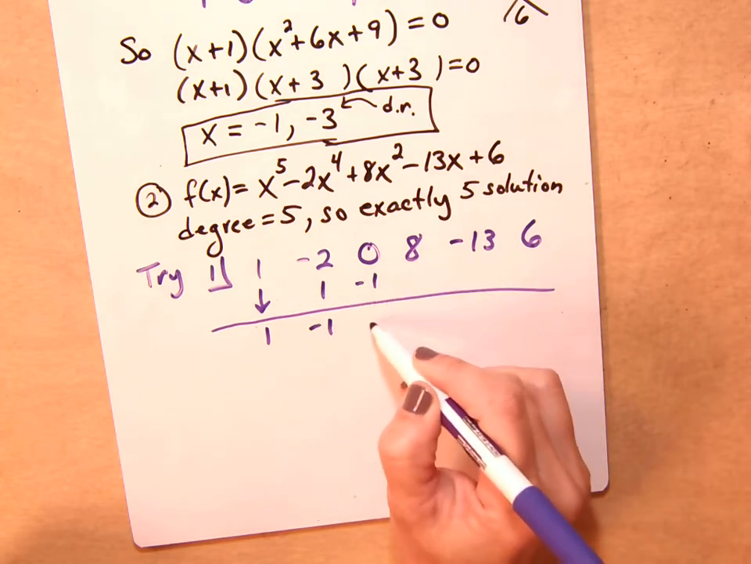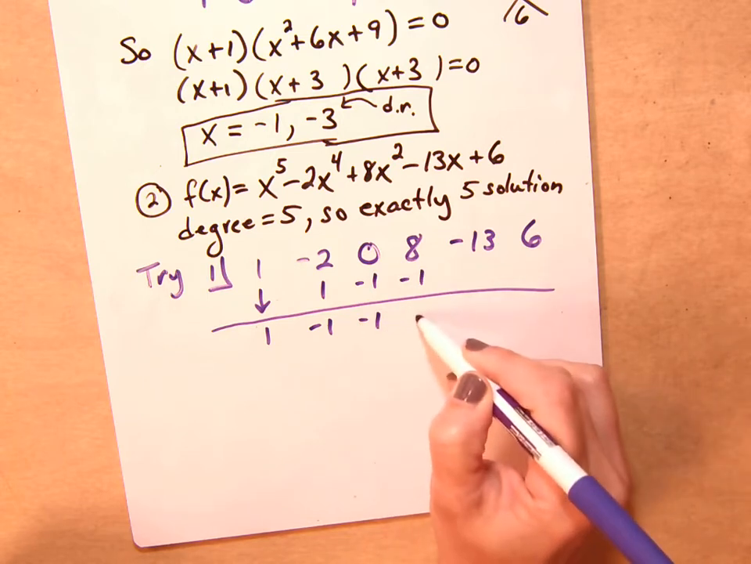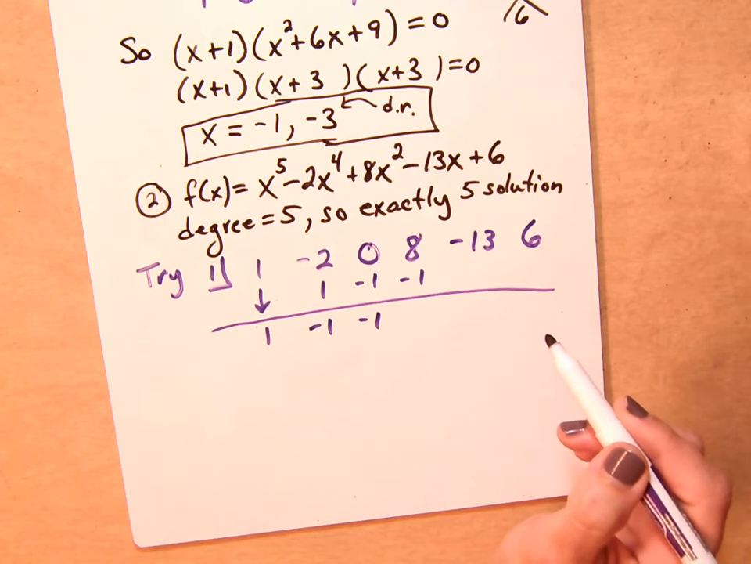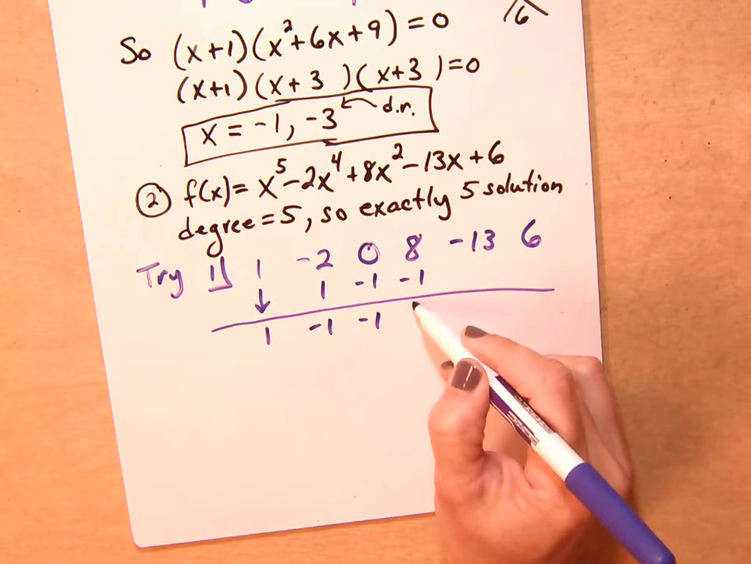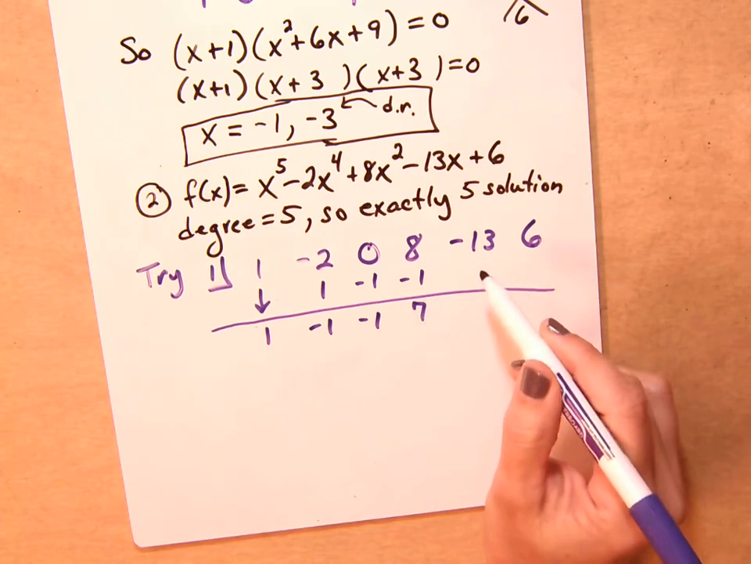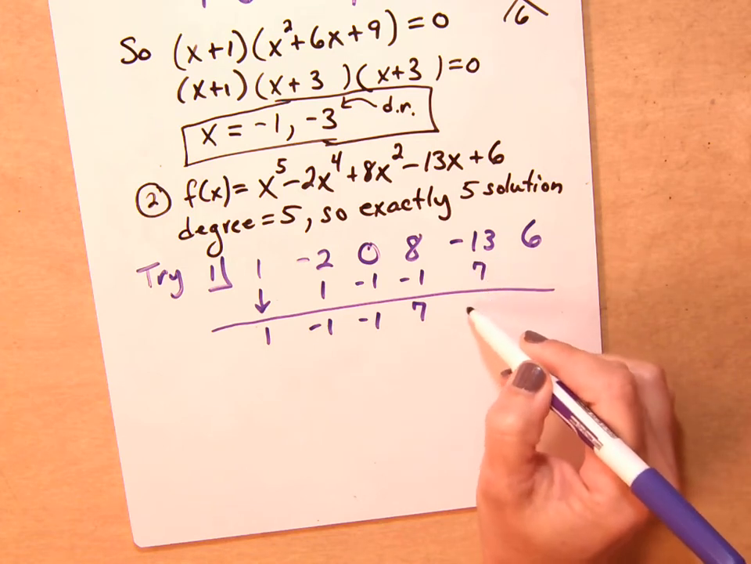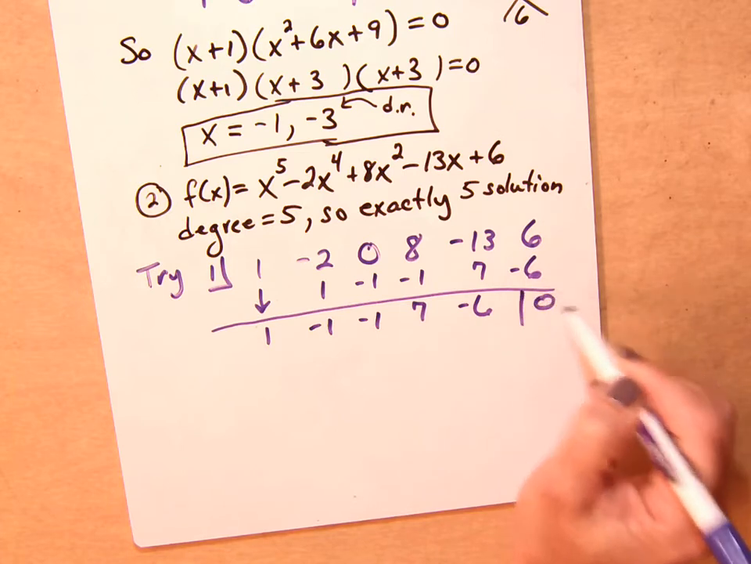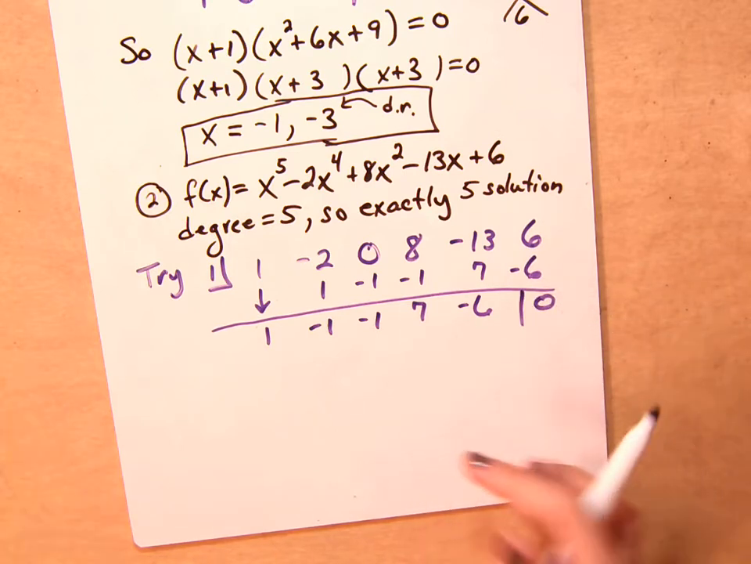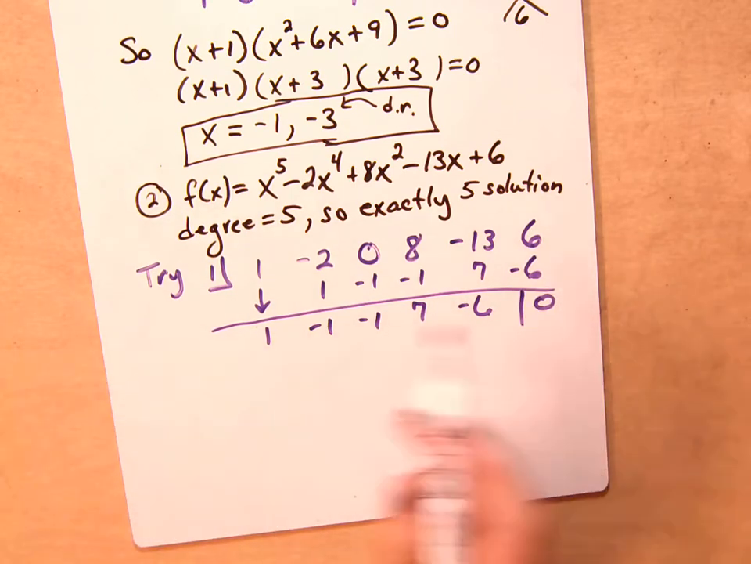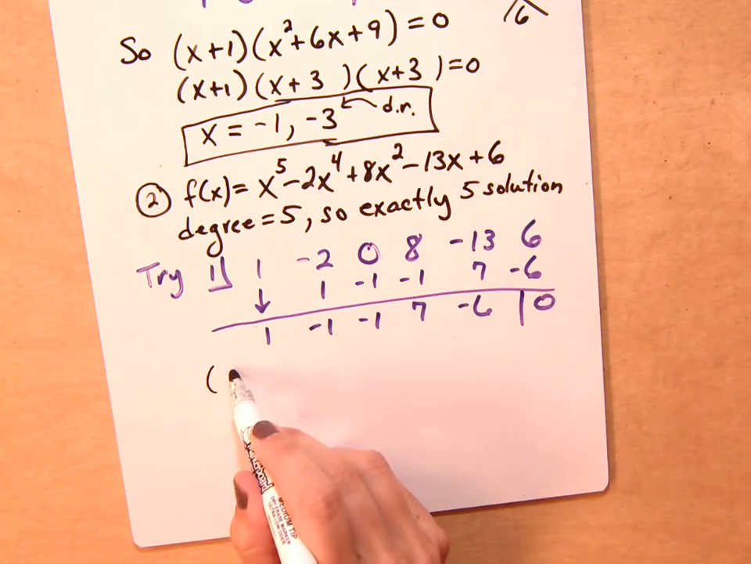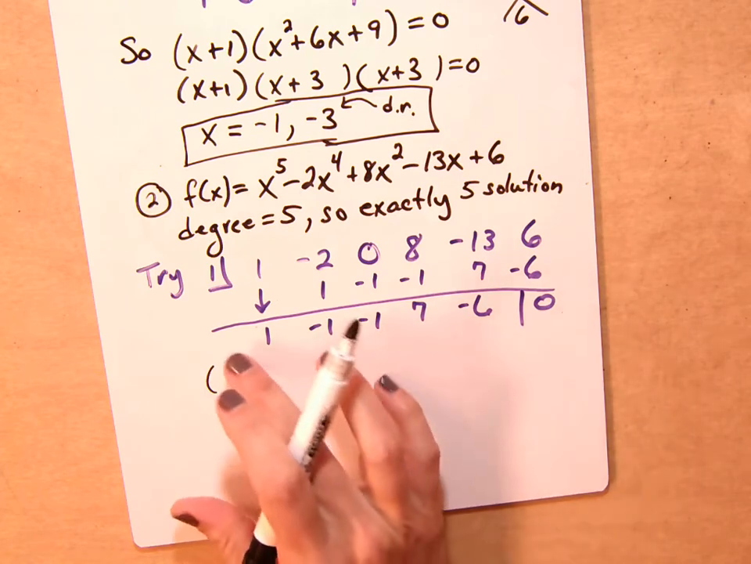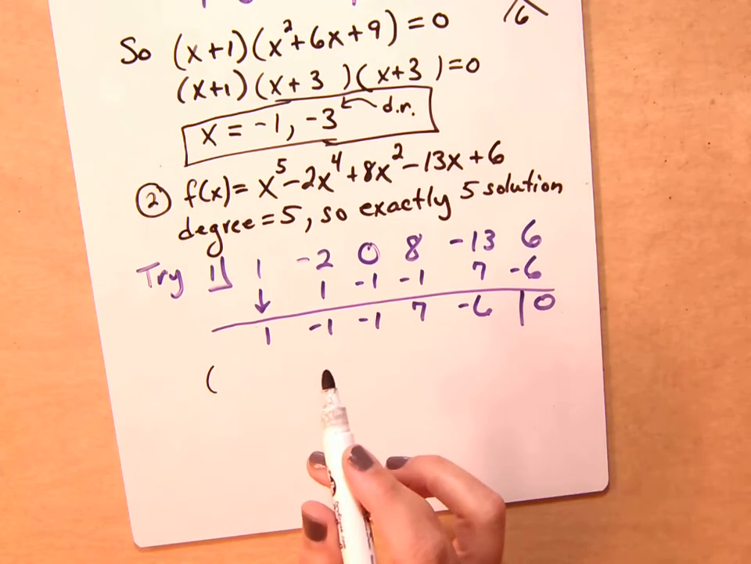Multiply, add, multiply. This is supposed to work. Is it? Add. Yay. Multiply. Okay, do your arithmetic really carefully. So, we've broken it down. Now we have, what's the factor? Since 1 works, Shahad, since 1 works, what is the factor that goes along with it?